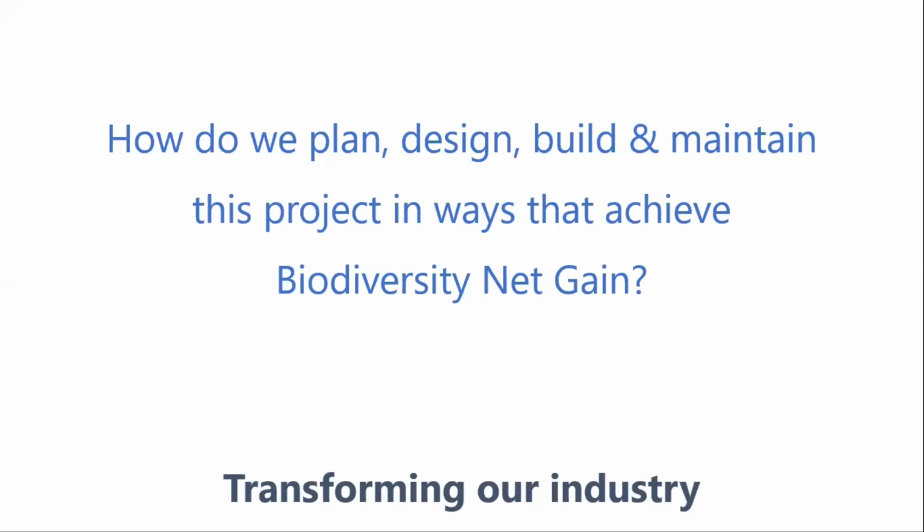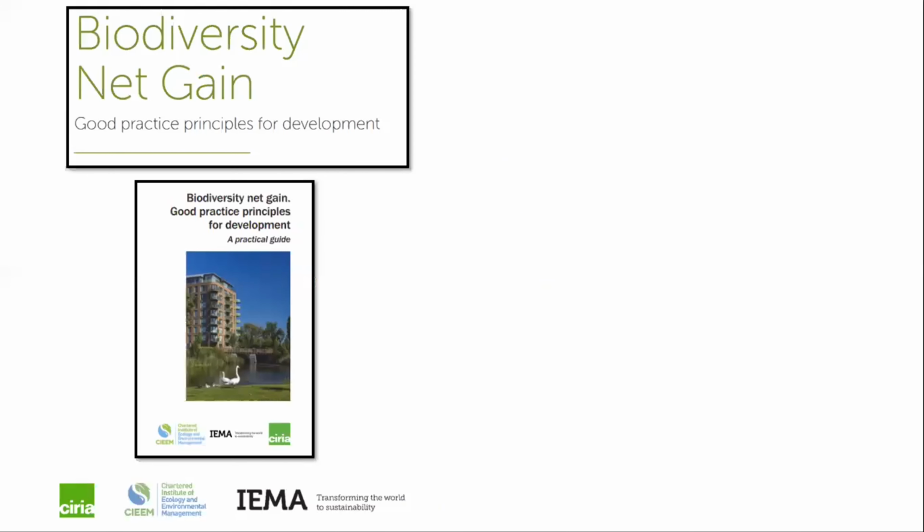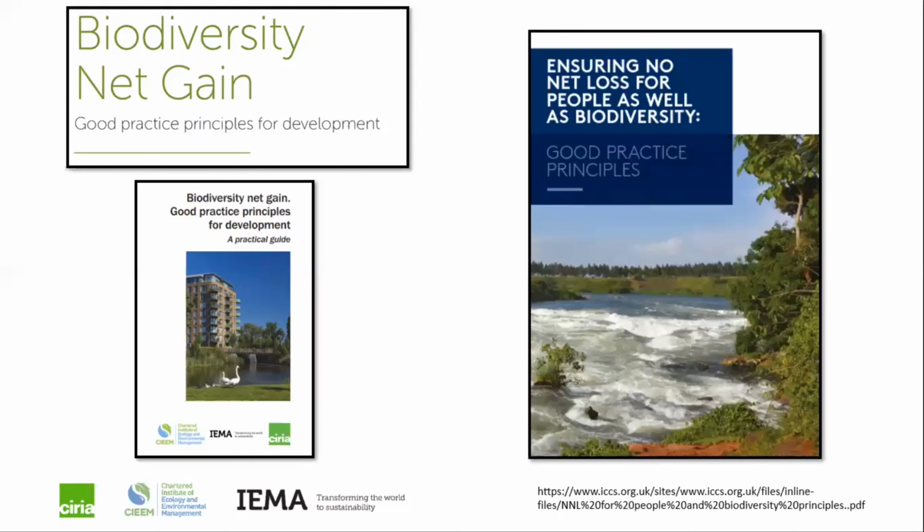To help us navigate through this, Sarah mentioned there are good practice principles. So internationally there are good practice principles, but here in the UK, our first set of good practice principles were published in 2016. And there was an accompanying practical guide a couple of years later, and these are freely available on the internet. What we also have in the international community, as well as other biodiversity principles, is one specifically related to people. So when you do biodiversity, either no net loss or net gain, there's good practice associated with people, and we'll touch on this.